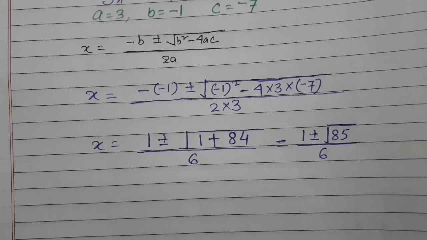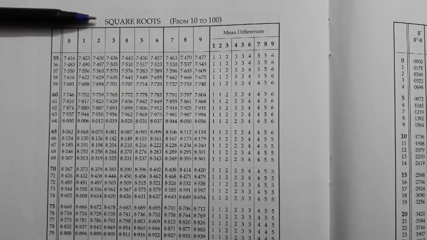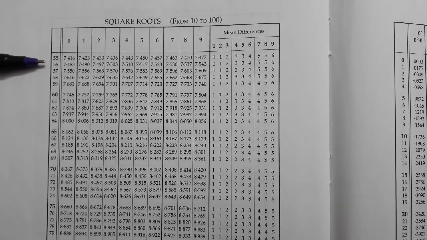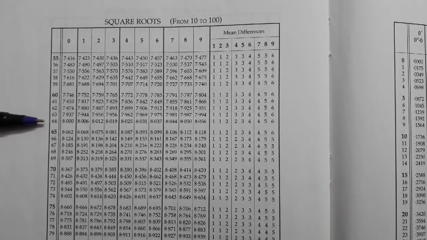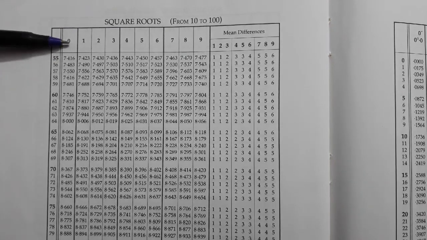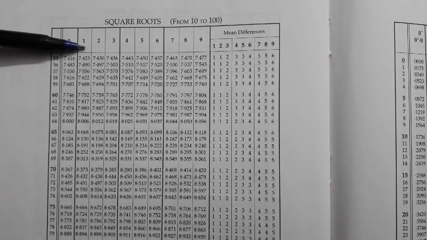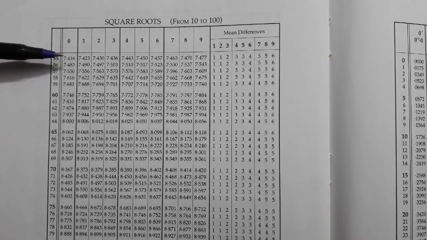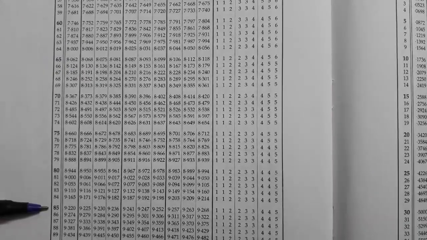So now we need to find out the square root of 85 using the chart provided in your ICSE book. This is the square root table, and these are the numbers for which we need to find the square root. This is 55.0 or 55. This is 55.1. That means the square root of 55.1 will be 7.423. The square root of 55.2 will be 7.430, like this.